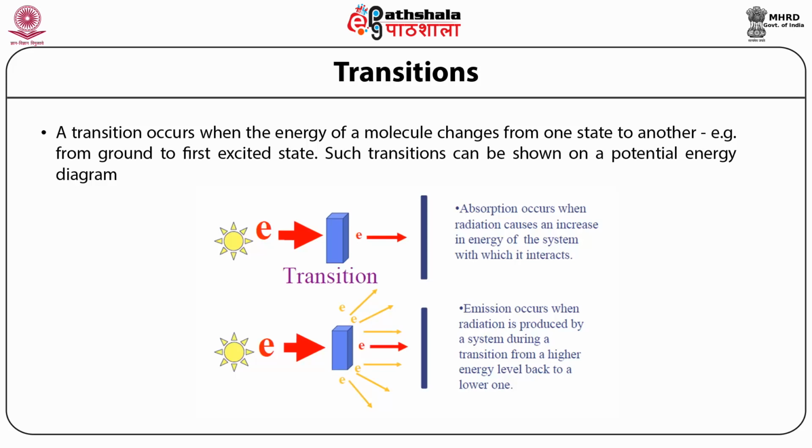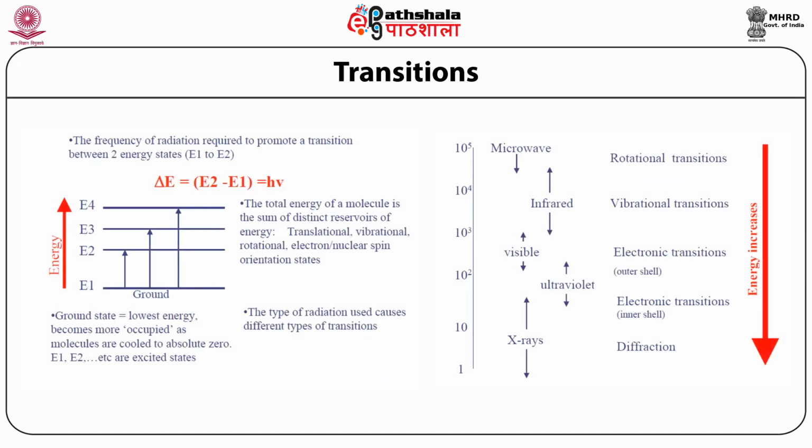You can see here that excitation, or absorption, occurs when the radiation causes an increase in energy of the system with which it interacts, and emission occurs when radiation is produced by the system during a transition from a higher energy level back to a lower energy level. We discuss the frequency of radiation required to promote the transition between two energy levels. Energy level 2 minus energy level 1 gives the delta energy, which is equal to h nu.